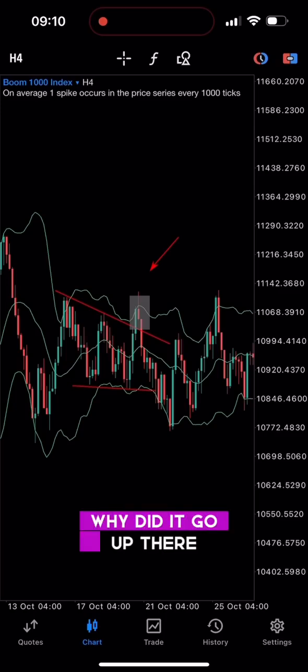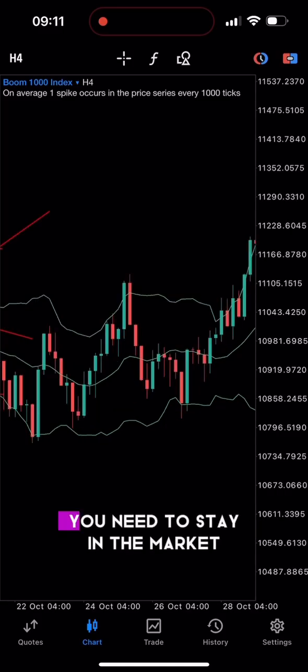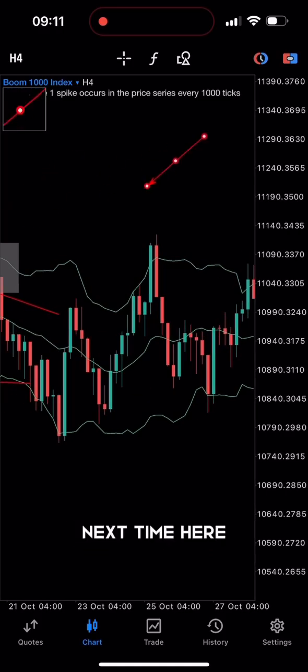Why did it go up there? It went up there to take the stop losses of people like you. You need to stay in the market, use small lots next time.